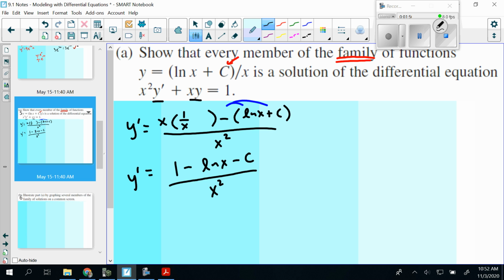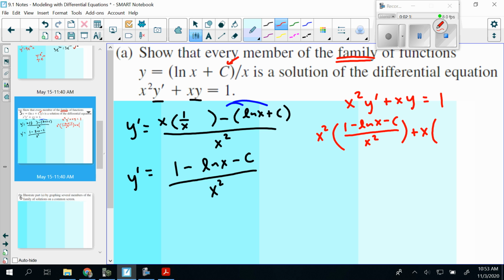So now what we're going to do is start with our differential equation here, which is this. And we're going to substitute in our derivative and our y function. So our derivative we just found is 1 minus natural log x minus c over x squared, plus x times, now our function is natural log x plus c over x. And it should equal 1 if this is a solution.